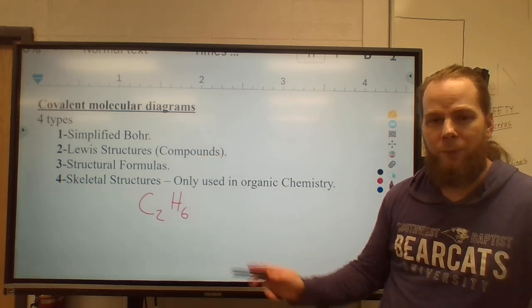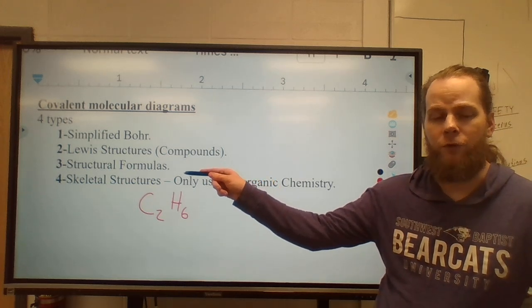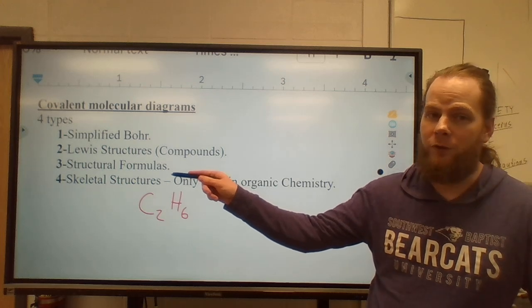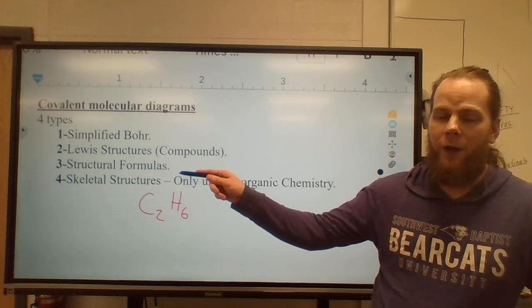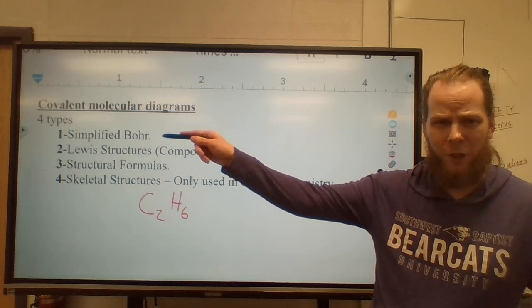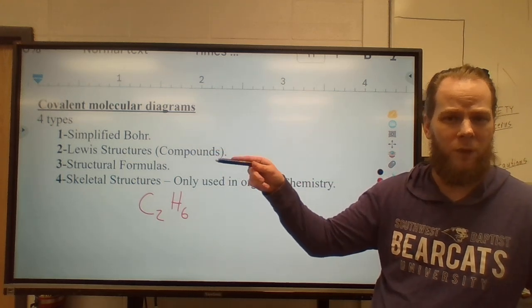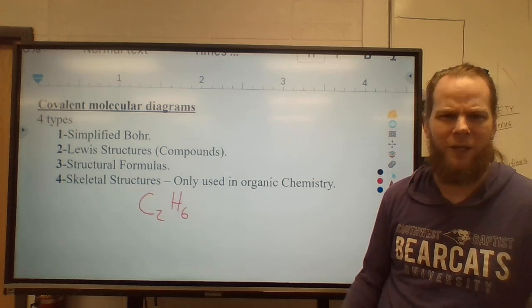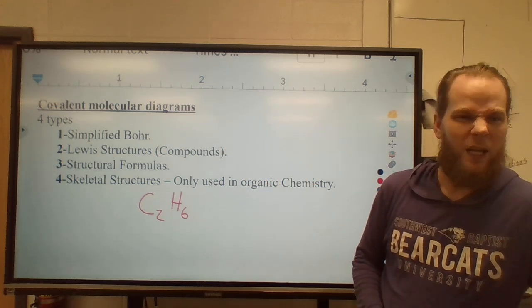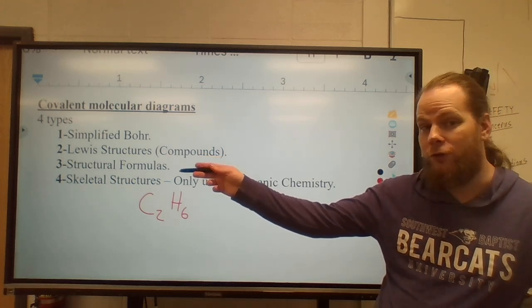Structural formulas replace the circles in these with lines. These take a lot less time to draw, but they require you actually know what you're doing already in order to actually do that. By the way, the limitation on this, it really only works for covalent. You can't really do ionic compounds with this. So Lewis structures will kind of lock you into a grid. Structural formulas, you have to know what you're doing.